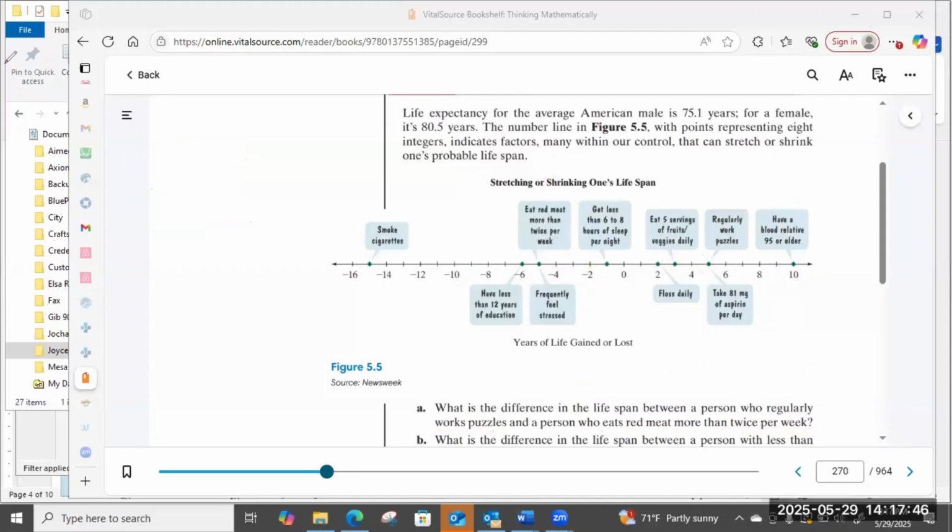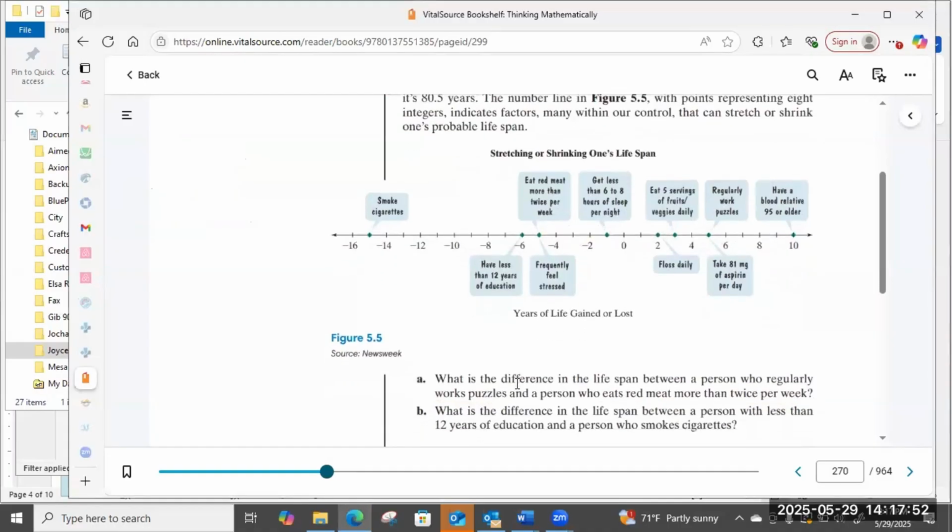Let's do one more example of these. What's the difference in the lifespan between a person with less than 12 years of education and a person who smokes cigarettes? So first I'm looking for less than 12 years of education. That's right here, -6. And a person who smokes cigarettes is right here, -15. Okay. And I want the difference.